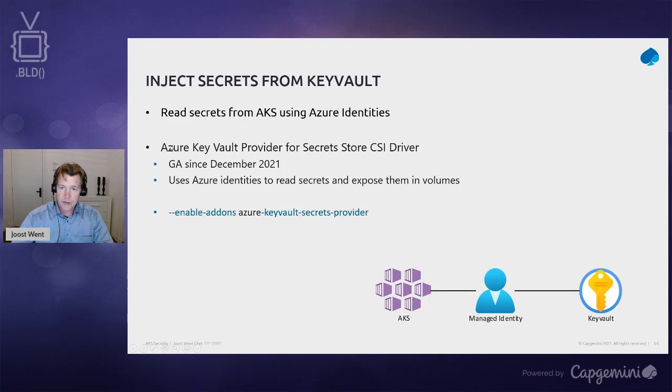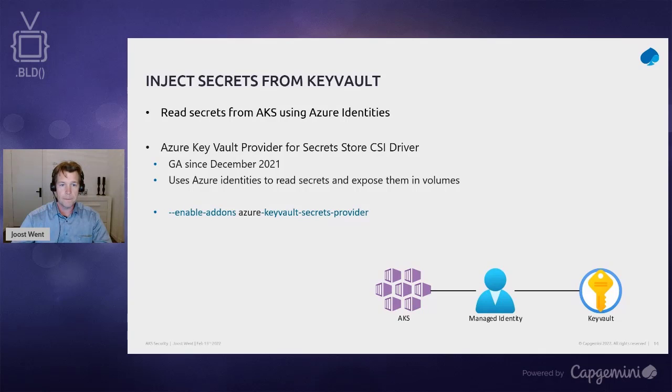You're lucky, the Azure Key Vault provider for secrets is a CSI driver that has been promoted recently to general availability. So it's ready for use in your production environment. And this uses Azure Identities to read secrets and expose them in volumes. You have to enable an add-on while activating AKS. You can also enable the add-on later, by the way. And it works slightly different, but quite interesting.